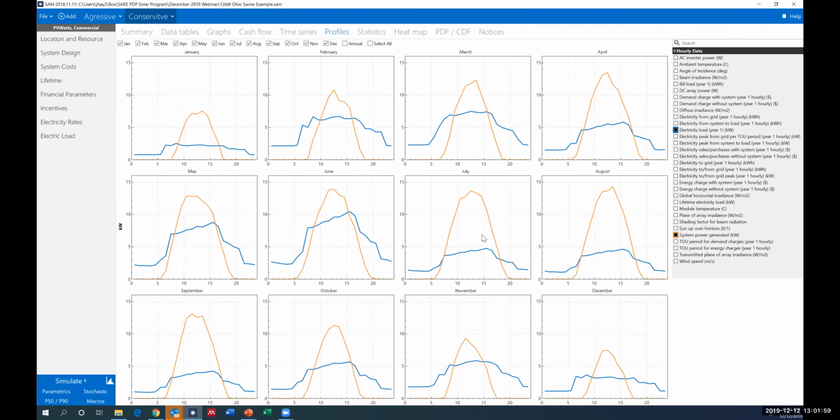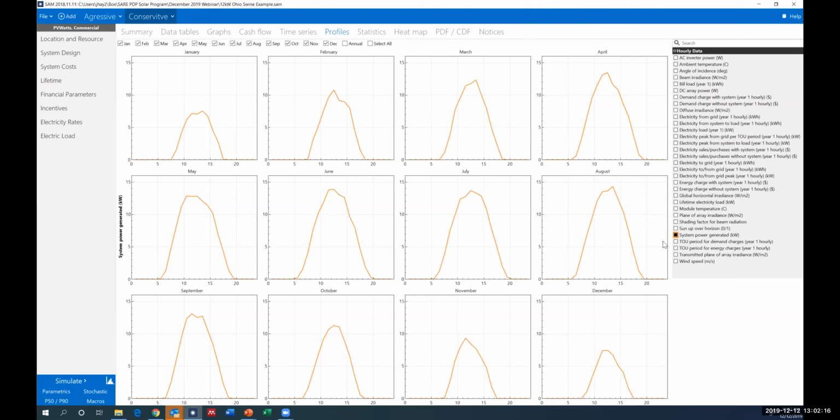And so where I'm getting some net excess generation is where the area under the orange and above the blue is larger. So November and December and January are going to be those months where I'm over generating and having that net excess generation. So it's kind of a fun visual to look at.